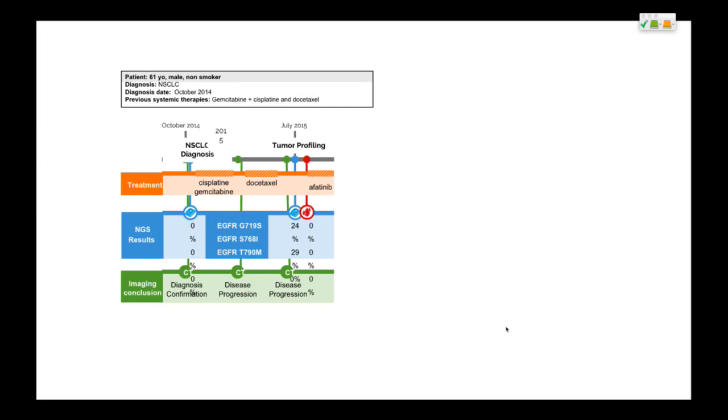So actually, having found those mutations, the physician decided to provide the patient with afatinib.